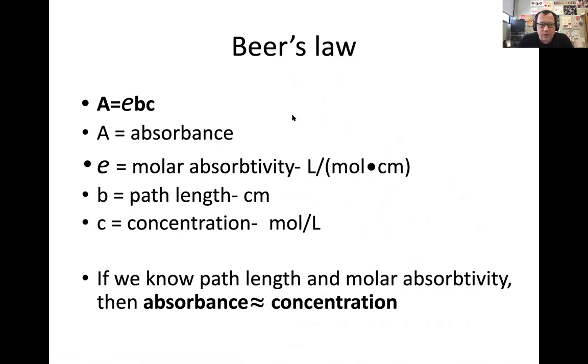Okay, so this is Beer's law. This is how it's written out. A equals weird E, B, C. Okay, so A equals absorbance, right? Absorbance is how much light gets absorbed in a certain assay.